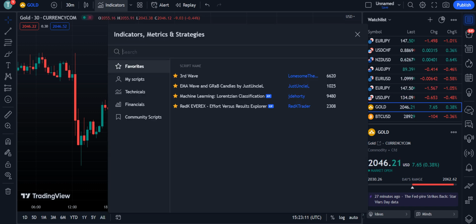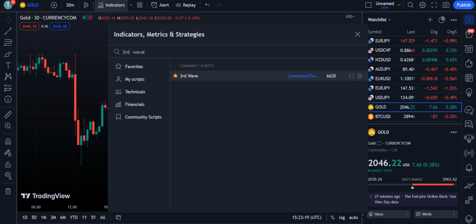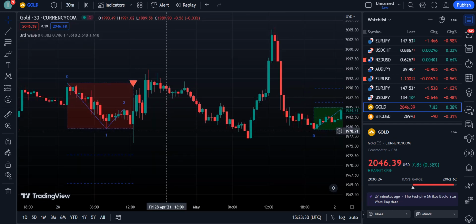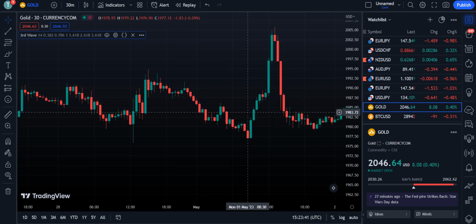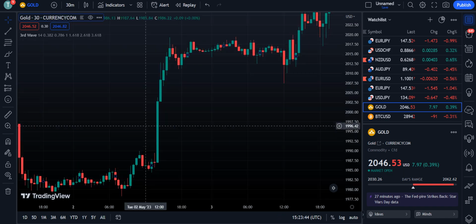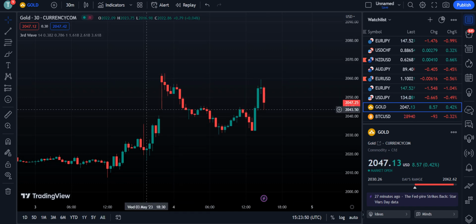Here the first indicator I am using is the Third Wave indicator. The Third Wave indicator is by Lonesom, and 6,620 traders are using this indicator, so I have to use this indicator in my trading. Here I go into the settings tab and I will only change the zigzag period from 8 to 14, right? There won't be any other change. So click on OK, and here you have got this strategy in this way. Okay, it's in front of you.